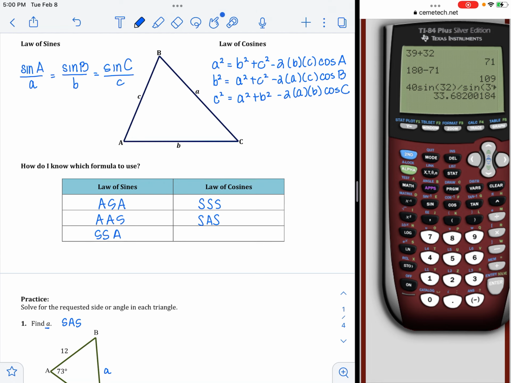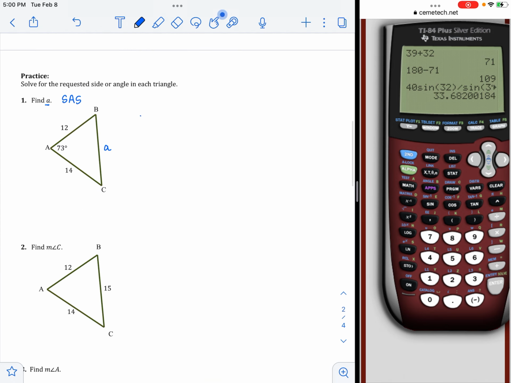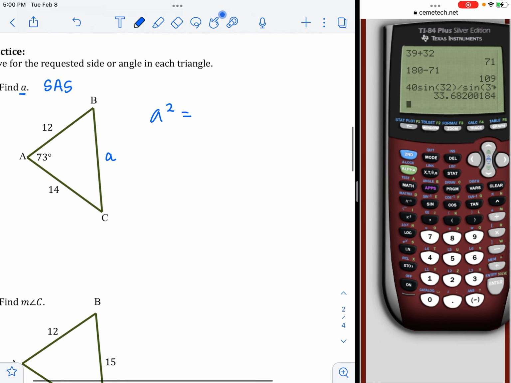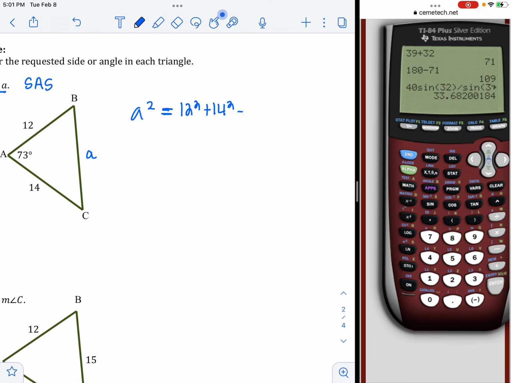A squared equals. Now, I'm not going to look at the formula, and I don't think you should either. You should listen to my words here. It's the other 2 sides squared added together. So 12 squared plus 14 squared minus 2 times those 2 multiplied, 12 times 14, times the cosine of, and then if this is side A, I put angle A right here. So angle A is 73 degrees.